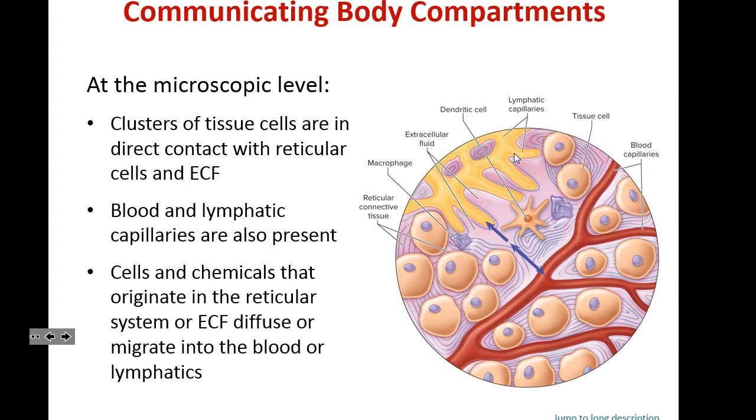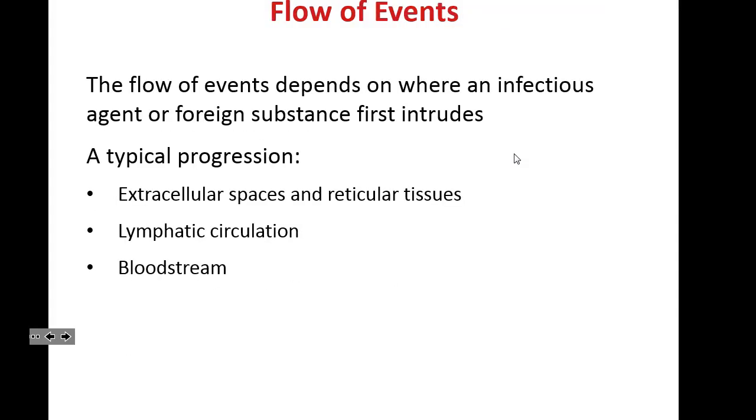Cells and chemicals that originate in the reticular system or ECF diffuse or migrate into the blood or lymphatics. So what is the flow of events that happens? The flow of events depends on where an infectious agent or foreign substance first intrudes. A typical progression would be from the extracellular spaces and reticular tissues, to lymphatic circulation, and then the bloodstream.